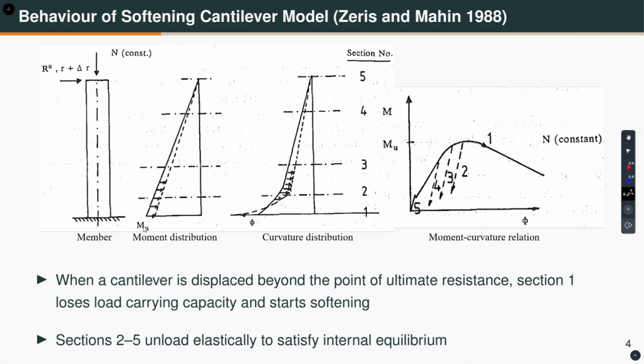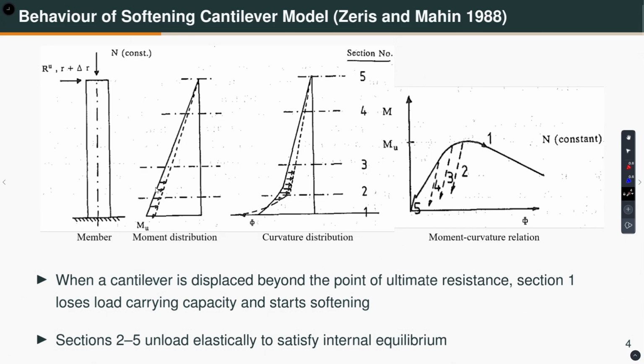So, what should happen to all other cross sections? So, 2 to 5, what should happen? Well, this should reduce, that means unload elastically so as to satisfy the equilibrium. What is my equilibrium? That my bending moment diagram has to be linear, right. That is a fact, because no matter whether you have inelastic deformation or not, the bending moment diagram must be a linear diagram. Okay. We are not talking about any geometric nonlinearity here.